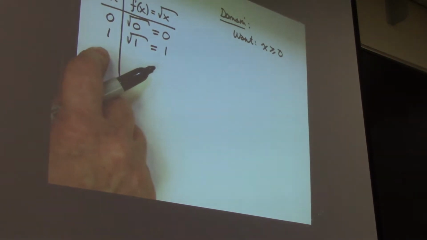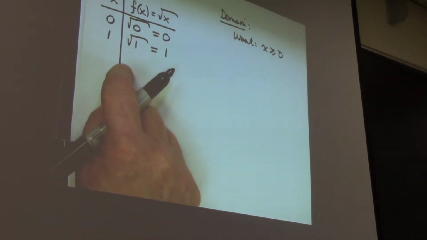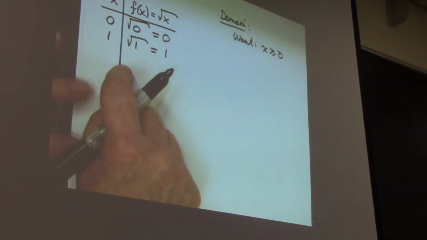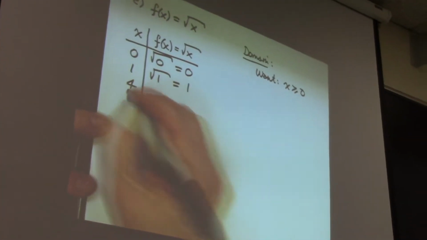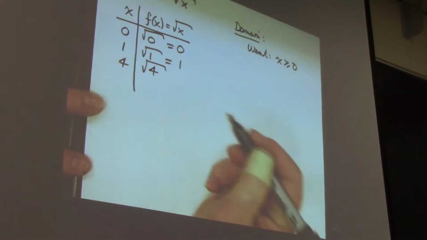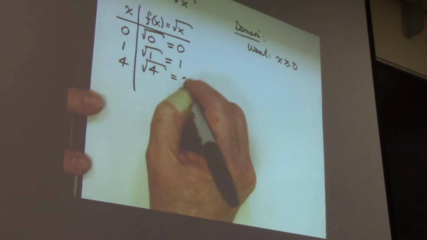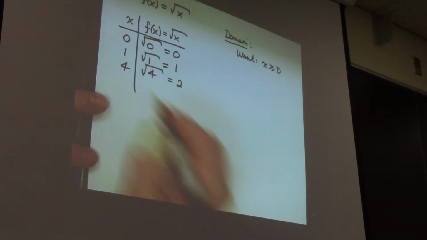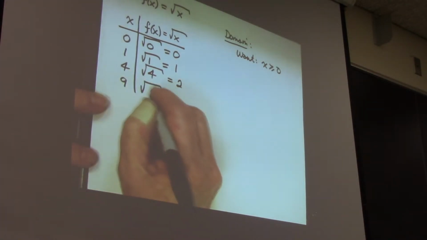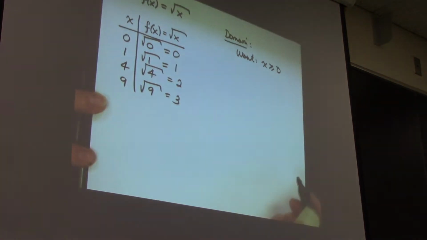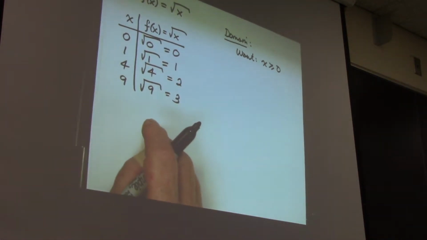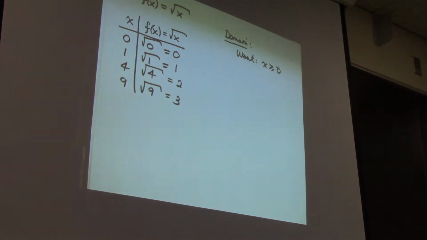Like if I plug in 2, y is the square root of 2, but what might be nice to plug in instead of 2 or 3? 4. Because then y is the square root of 4, or 2. What's another nice x value to plug in? 9. y is the square root of 9, or 3. I could plug in 16 and get the square root of 16, or 4, but I think we can see what's going on with these points.